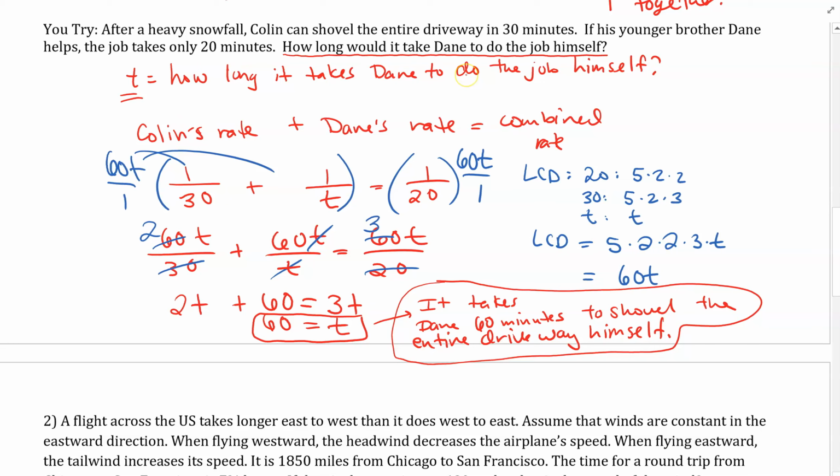So the moral of this story is don't leave it to your younger siblings to do all the work, right? If you chip in, it only takes 20 minutes for the two to get the job done together. Like how awesome is that? So working together, helping each other out saves time.